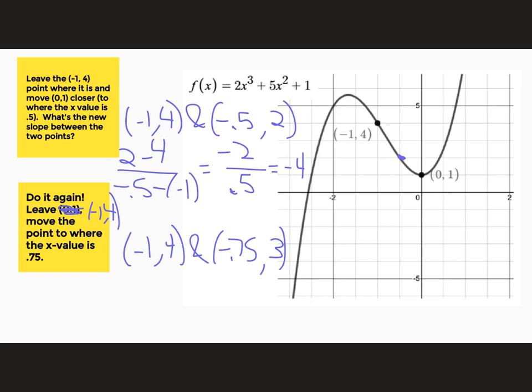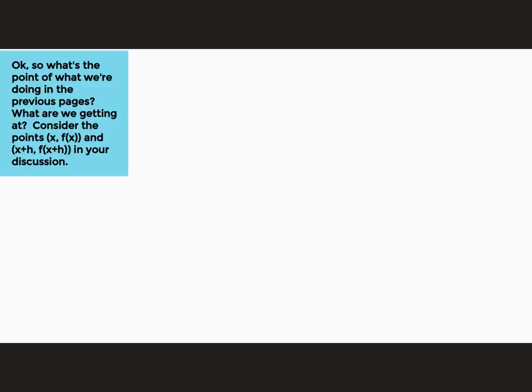That will be better. So again, you could say 3 minus 4 over negative 0.75 minus negative 1. So you get negative 1 over 0.25, or a quarter. So that's negative 4. Now, see we got the same slopes there? That's because I rounded. If I hadn't rounded, it would have been slightly different. So feel free to do that calculation, as I said, with a magical calculator.